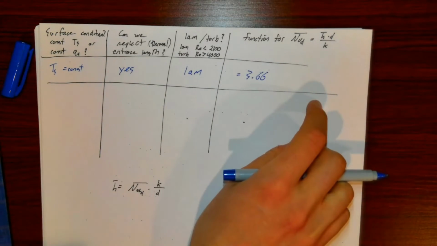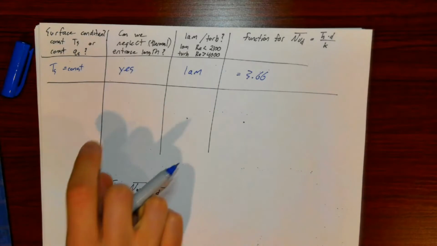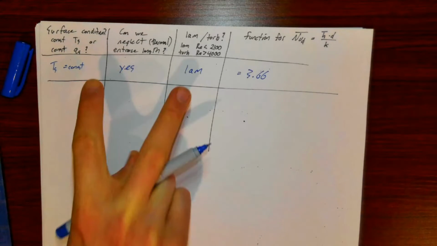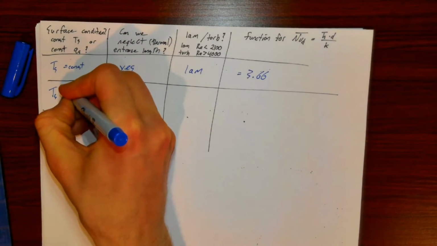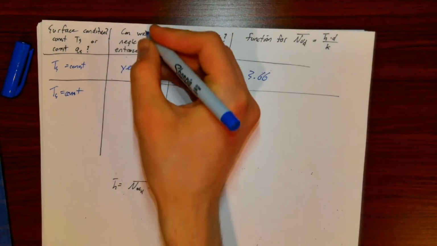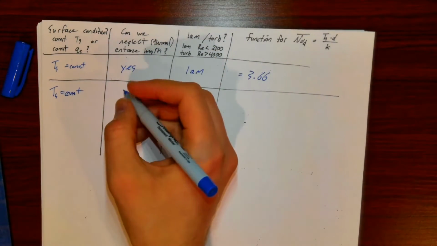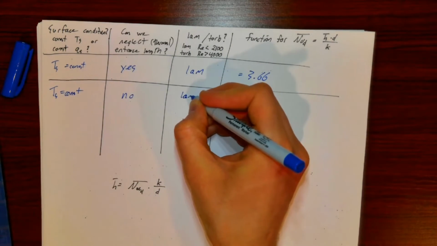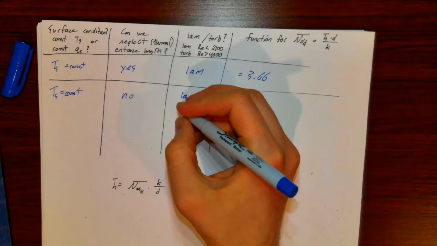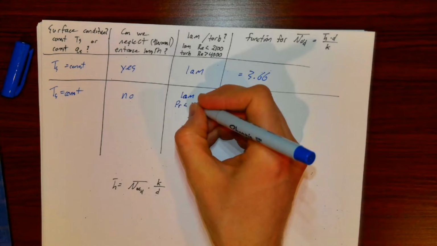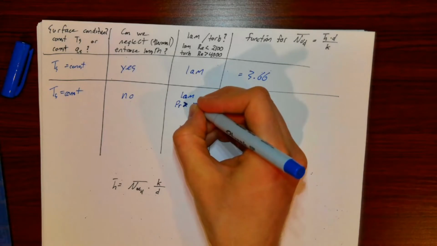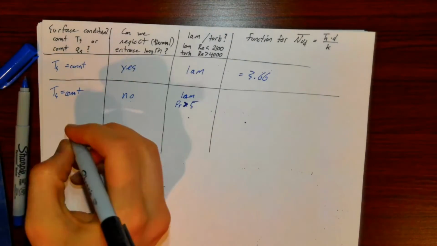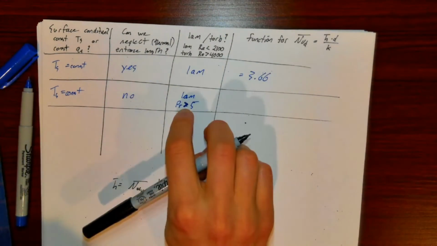Now you may say, hey, Professor Lannon, what happens if we have a case where we can't neglect the thermal entrance length, but we have the same other two criteria? Well, I got you covered. So let's say we have a constant surface temperature, but in this case we can't neglect the thermal entrance length, but we still have laminar flow. And we also have a Prandtl number of greater than 0.5.